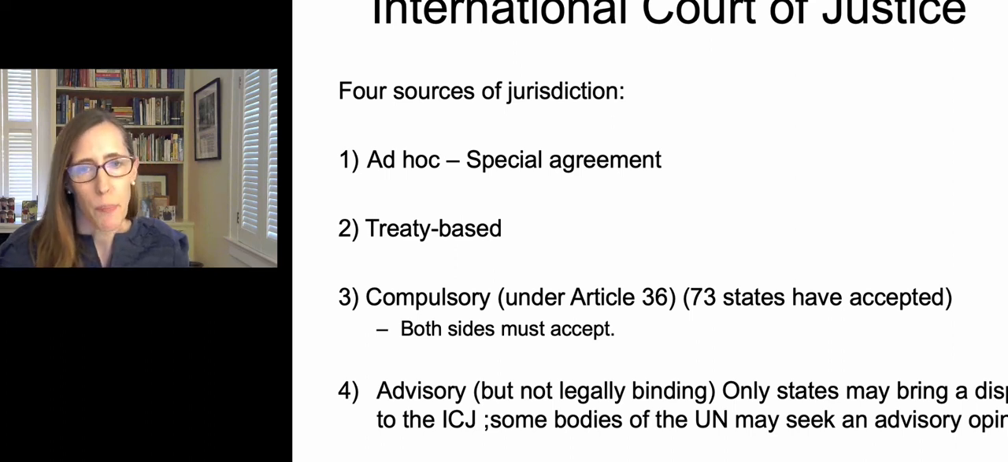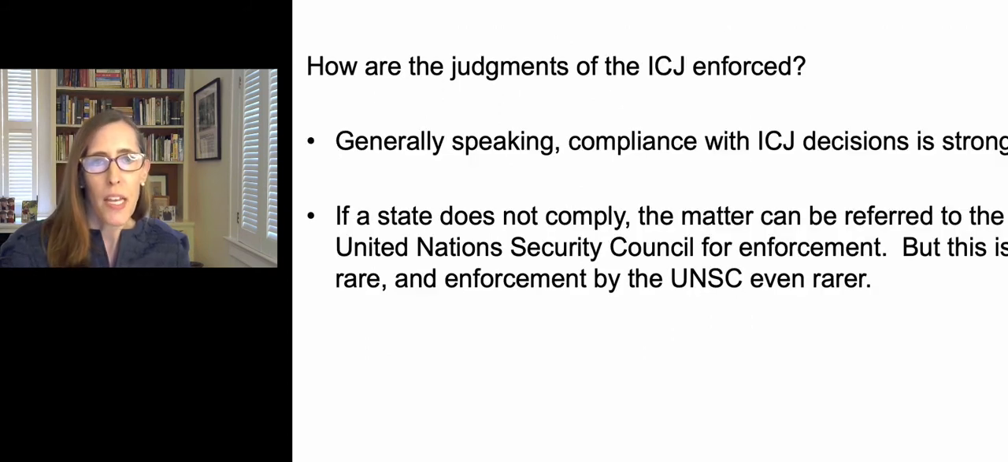Now, only states can bring disputes to the International Court of Justice, but there are certain bodies that are not states that are allowed to seek advisory opinions of the International Court of Justice. So while the International Court of Justice is a really important institution, most disputes between states are not going to be resolved in front of the International Court of Justice. And decisions by the International Court of Justice are formally only binding on the states that appear before it, though it has become the practice for states to cite decisions of the International Court of Justice in other contexts as well.